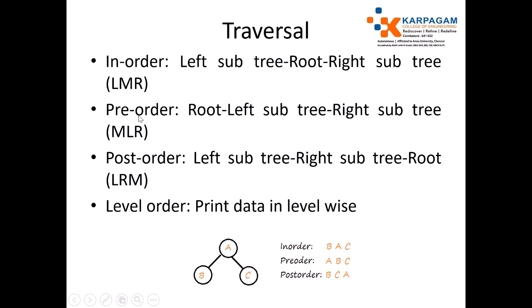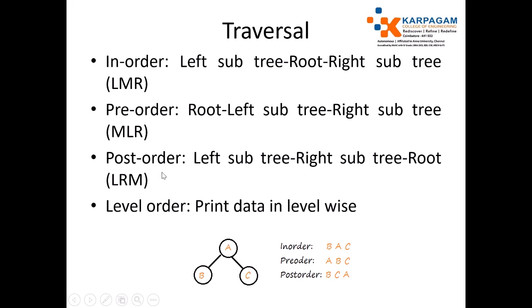In pre-order traversal, we first visit the root node, then all the nodes in the left subtree in pre-order, and then the right subtree. The formula is MLR, that is middle node, left subtree, right subtree. For a given tree, pre-order traversal can be performed by visiting the root node first, A, then the left subtree B, and the right subtree C. So pre-order traversal is ABC.